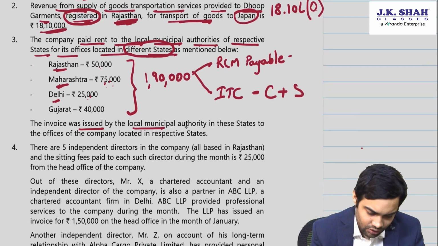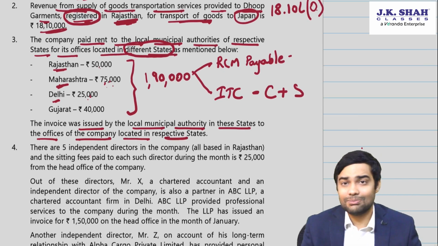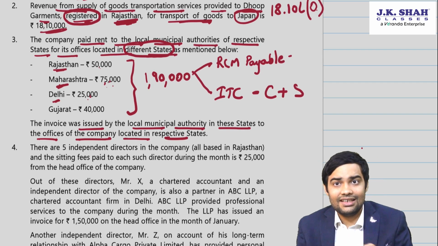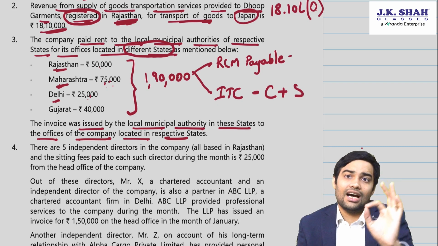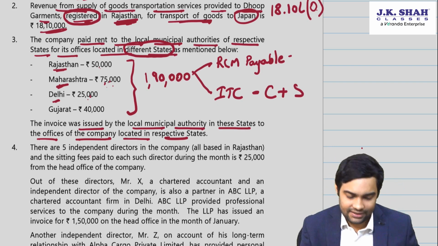Invoice was issued by local municipality authorities in these states to the offices of the company located in respective states. That means the billing is done in respective states. Our C plus S gets further confirmed with this particular statement.